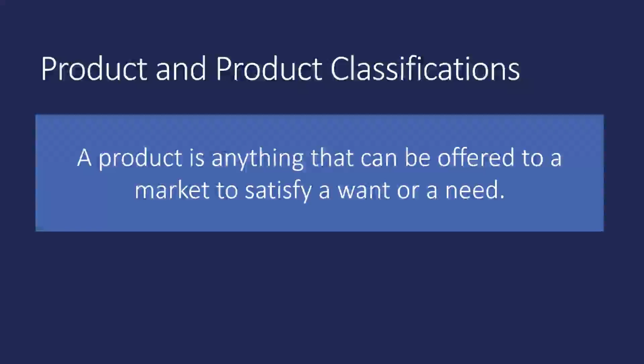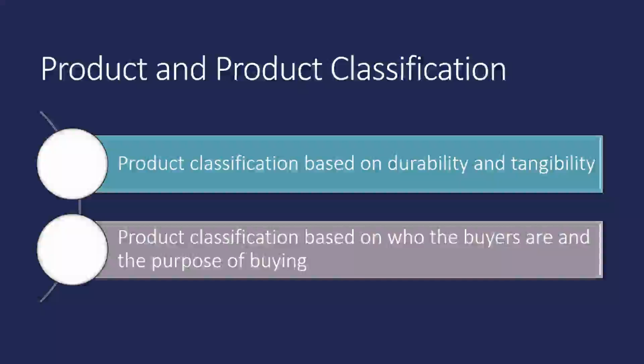Last meeting, we already discussed the product, and like I told you, from the 4 P's: product, price, promotion, and also place, the most important thing is the product. Now, product and product classification. It is divided into two types. The first one is product classification based on durability and tangibility. And the second one is product classification based on who the buyers are and the purpose of buying.